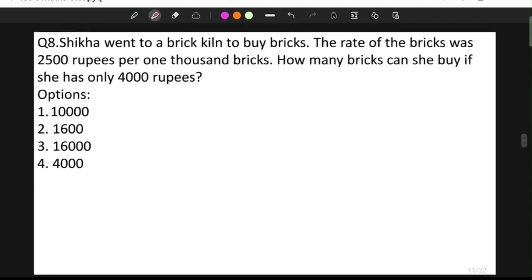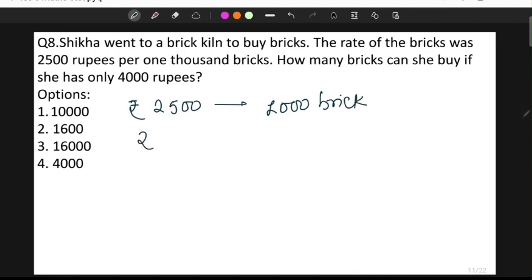Shikha went to a brick kiln to buy bricks. The rate of bricks was 2500 rupees for 1000 bricks. How many bricks can she buy if she has 4000 rupees? Let us try to solve the question. The first given data is 2500 rupees for 1000 bricks. It means 1000 bricks can be bought with 2500 rupees. So what will be the cost of one brick? Let us find that first.